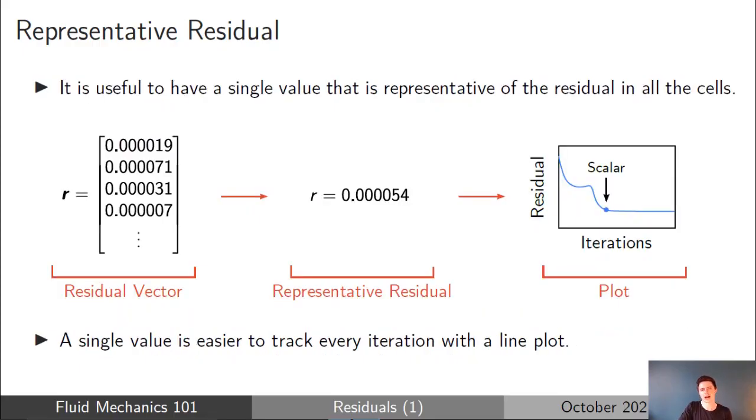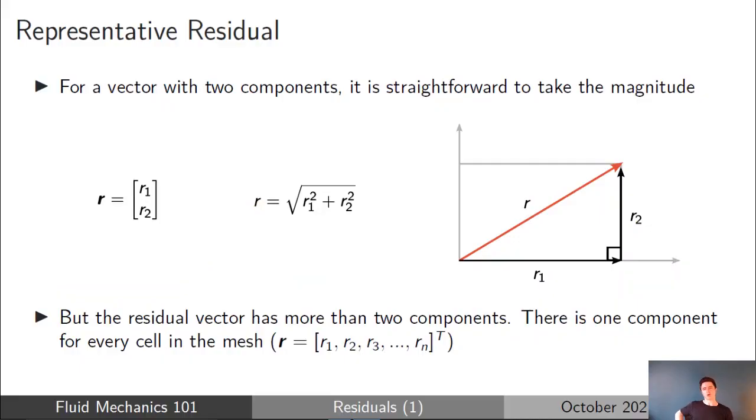But how do we do that? How do we get a representative value for an entire vector? Now, what I'm going to do is just guide you through how you might do this simply and then show you how it's done in practice.